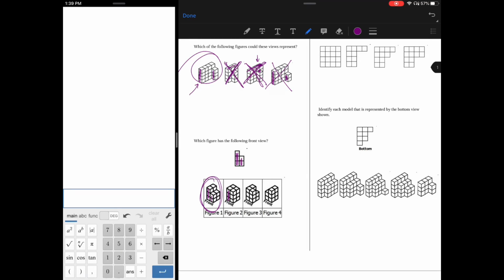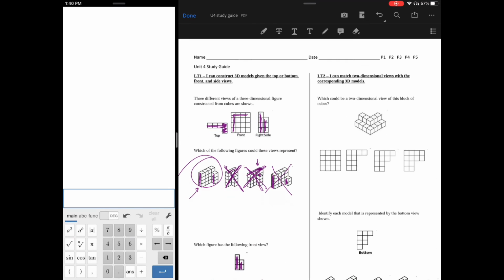So I have 3 and 3, so that's not right. I have 3 and 3 again, so that's not right. And then I have 2 and 3. So it's similar, but it's flipped. So that one's not right either. So that's my first learning target.